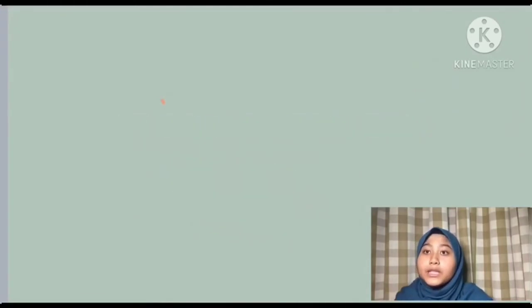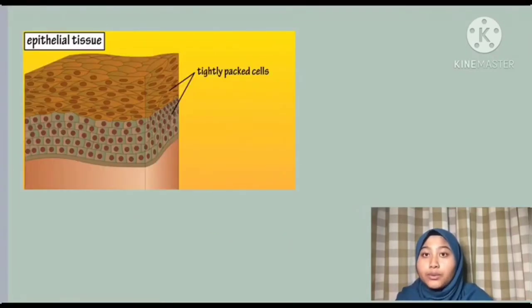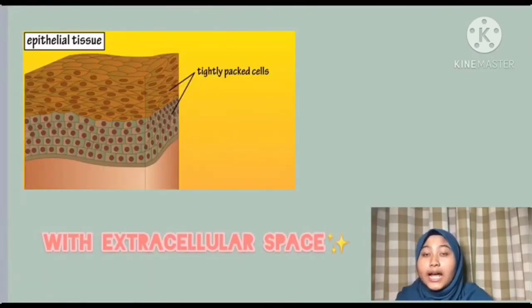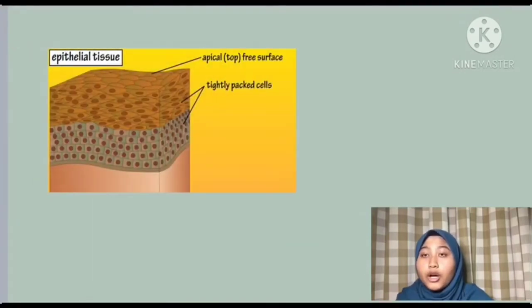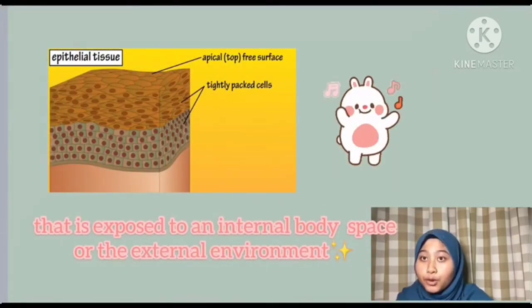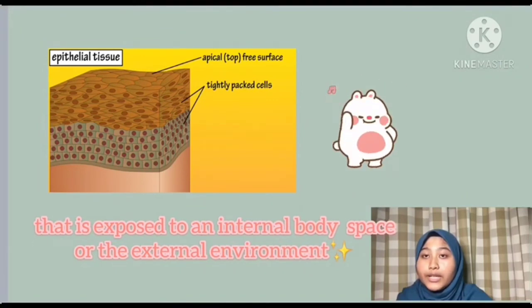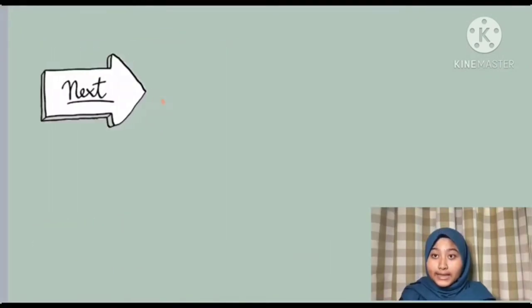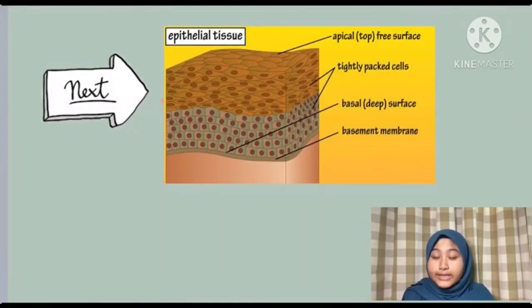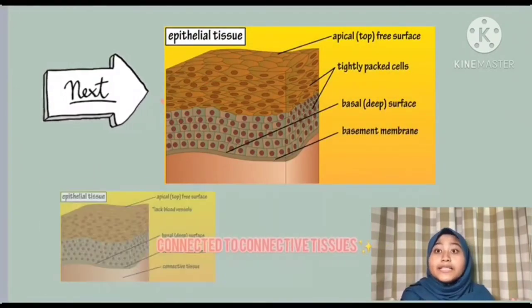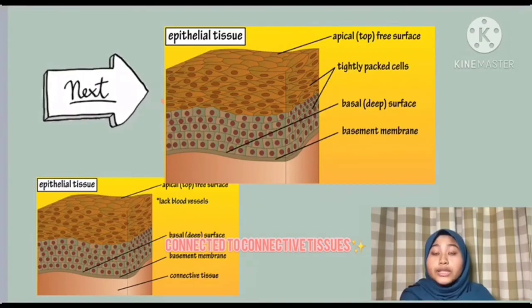I will share about the characteristics of epithelial tissue. First, epithelial tissue is tightly packed cells with little extracellular space. Epithelial tissue also has an apical or free surface that is exposed to an internal body space or the external environment. Next, epithelial tissue has a basal surface that is attached to a thin basement membrane which is connected to connective tissue.